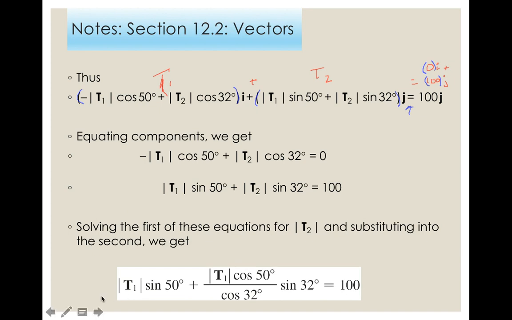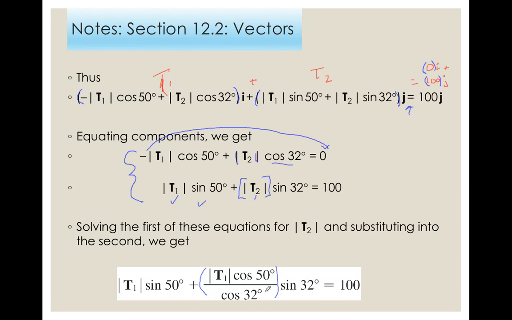Now I've got a system of equations here, yeah? Algebra. I have a system of equations. So I took this equation here and I got T2 by itself. So what did I do? I moved this over here, became positive, and I divided by cosine 32. And I substituted that into here. So now I have T1 sine 50 plus T2, which I got in terms of T1, times sine 32 is equal to 100.